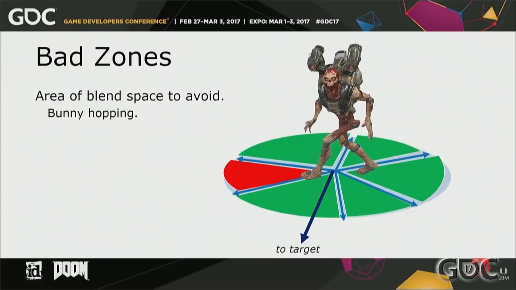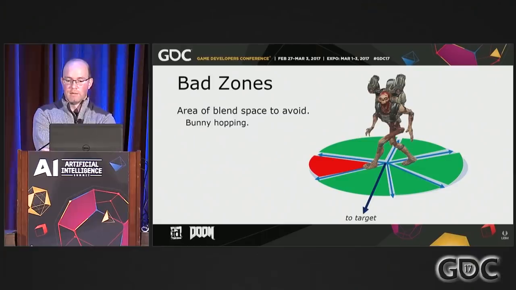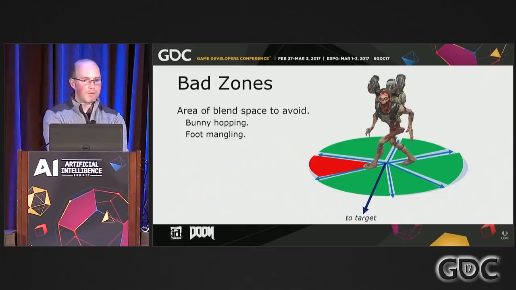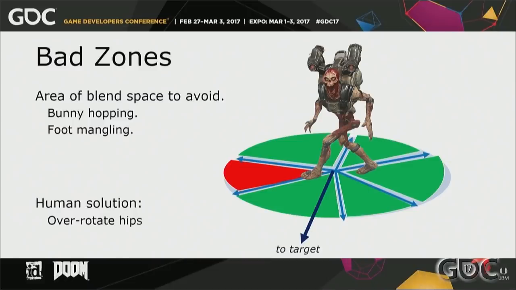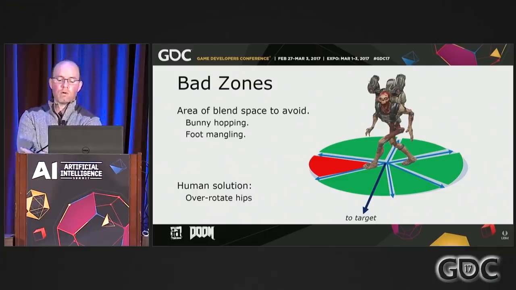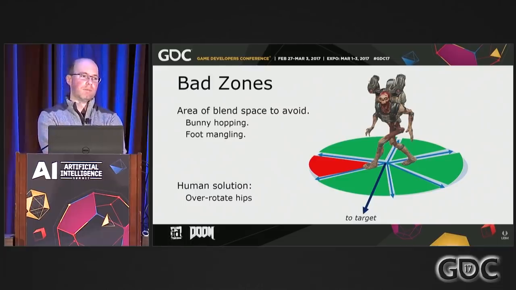Well, Doom AI does not suffer from bunny hopping in bad zones because our foot phase synchronization prevents this. Instead, we get foot mangling, which is where the legs interpenetrate during crossover events in the animation, and the hips just look awkward. So in trying to find a decent solution to this, we asked, well, what do humans do? Well, our legs physically cannot mangle. Instead, our bodies over or under rotate our hips relative to our desired facing and relative to our desired movement heading, and then we simply walk a little differently to maintain those.